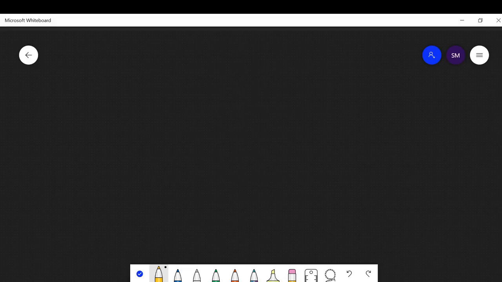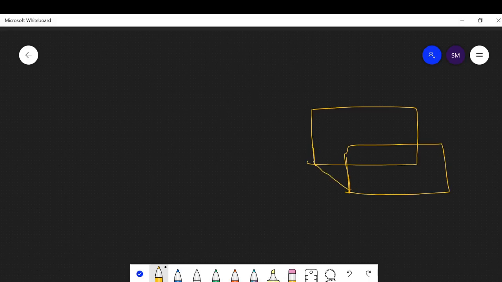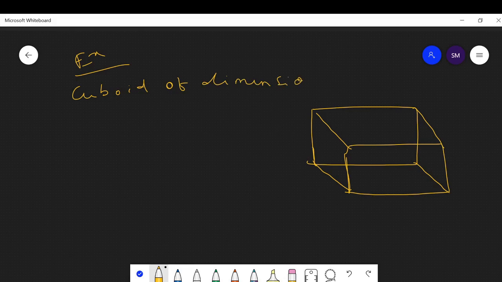Here the cuboid is given having the dimension. Suppose this is the cuboid. It is very necessary, students, please draw the diagram properly when you do the mensurations. It looks better, it creates an impression on the examiner. Here the cuboid is of dimension 18 meter into 12 meter into 9 meter.